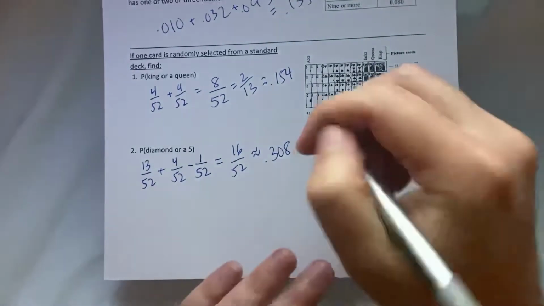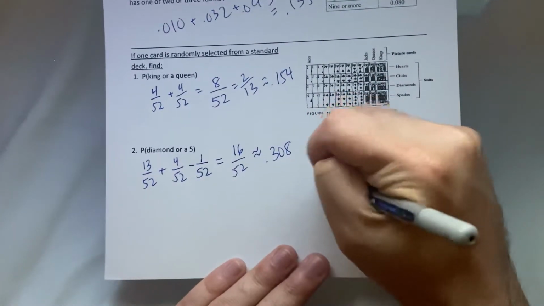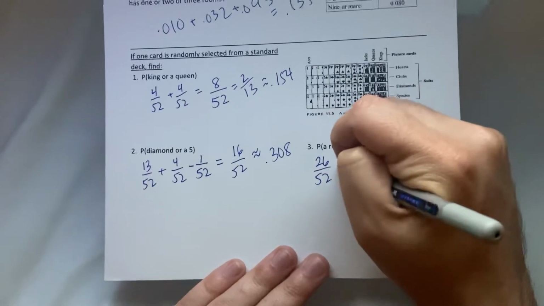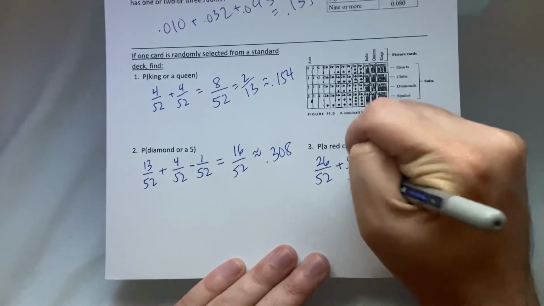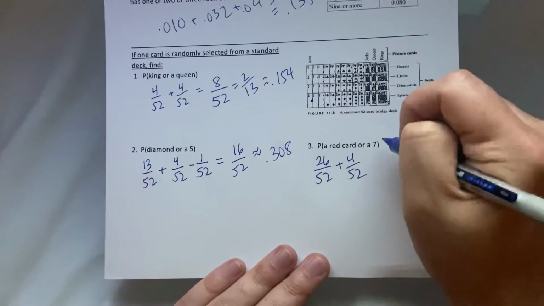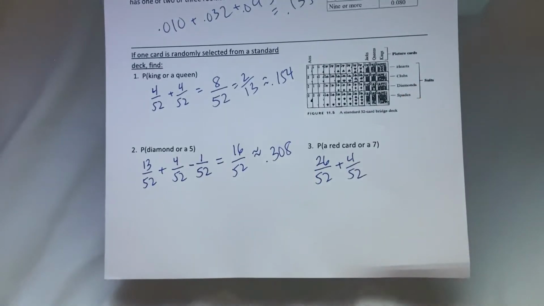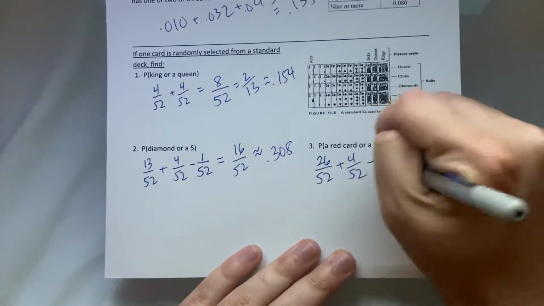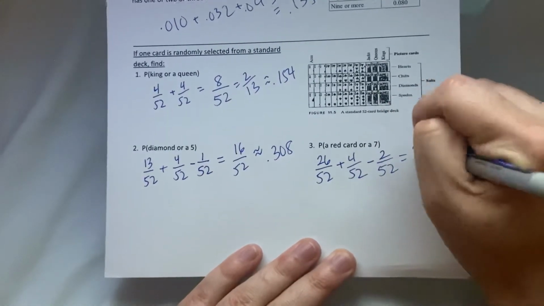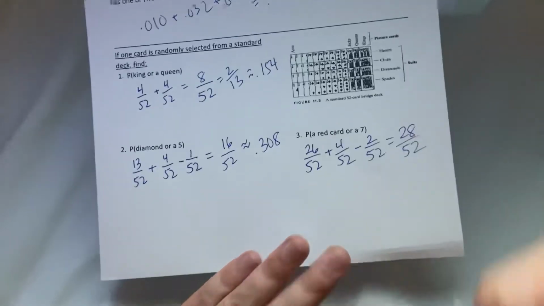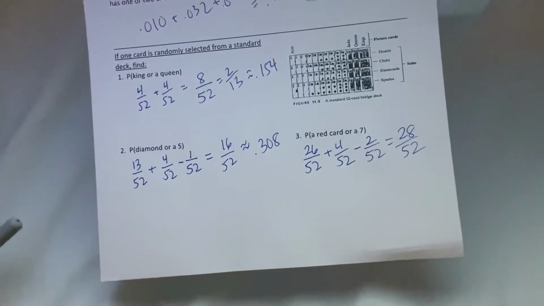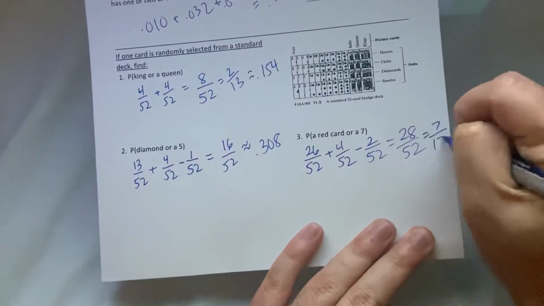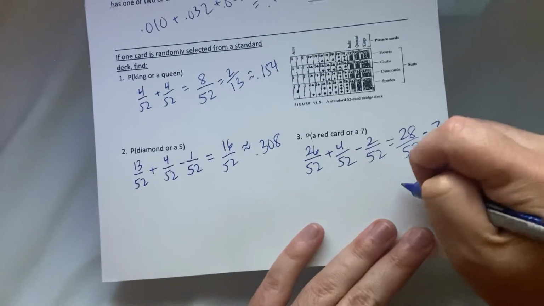A red card or a 7. 26 out of 52 cards are red. 4 out of 52 cards are 7. Are there any red cards that are a 7? Yes. The 7 of hearts and the 7 of diamonds. So we need to subtract 2. This whole thing is 28 out of 52, which can be reduced. It's 7 out of 13, which is a decimal 0.538.